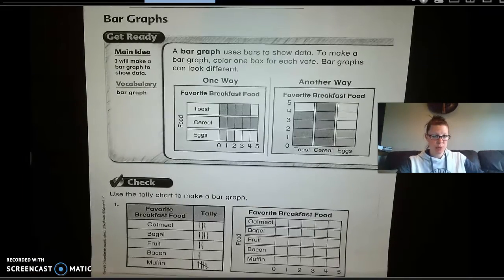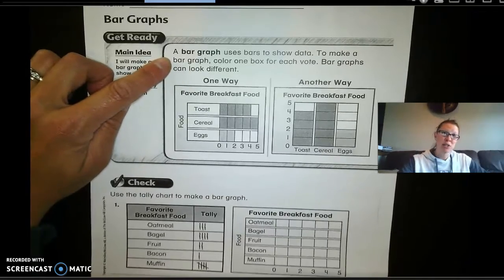So last week you looked at picture graphs. Today and tomorrow you're going to be looking at bar graphs. A bar graph uses bars to show data. To make a bar graph, color one box for each vote. Bar graphs can look different.